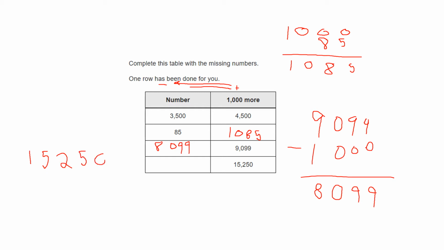Now a little bit tricky, and you've got to make sure you're aware of your place value. I know that the 5 is in my thousandths place, so I'm going to take away 1,000. So I'm left with 0, 5, 2, 5 take away 1 is 4, and then I've got 1 take away nothing is 1. So I'm left with 14,250. And all you've done is the inverse.